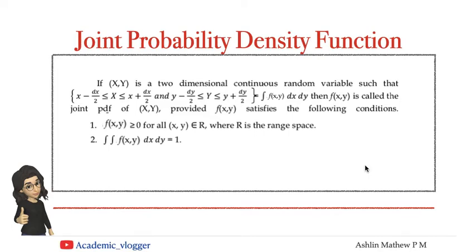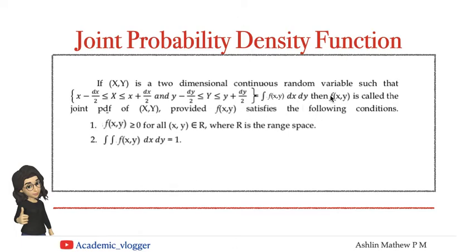The second thing is that, while we were talking about the joint probability mass function, the double summation over p(xi, yi) or f(xi, yi) must be equal to 1. The same thing holds in the continuous case. We get the integral over x, integral over y, f(x,y) dy dx, or the integral over y, integral over x, f(x,y) dx dy, must be equal to 1.